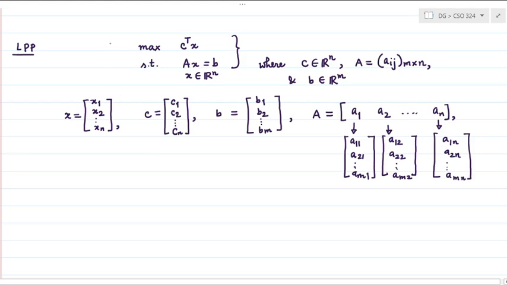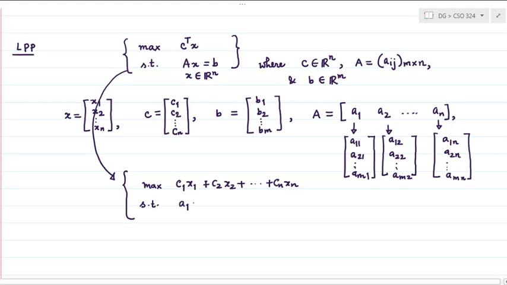Therefore, explicitly this LPP can be presented equivalently by maximization of c1x1 plus c2x2 plus till cnxn, subject to A1x1 plus A2x2 plus till Anxn equal to b.